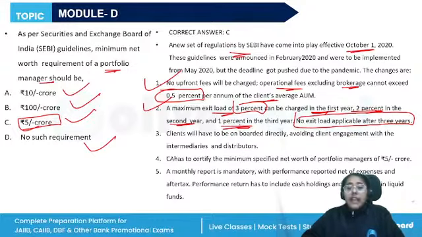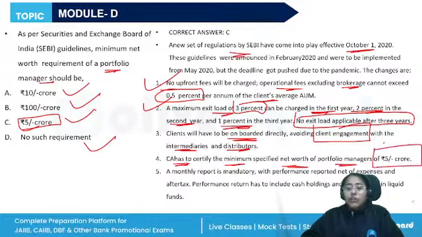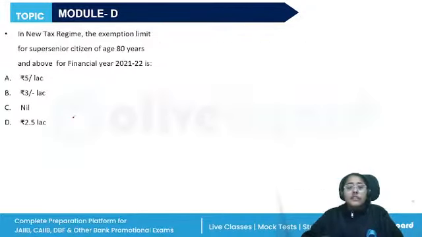Then the clients have to be onboarded directly. We should avoid client engagement with intermediaries and distributors. Then the CA has to certify that the minimum specified net worth of the portfolio manager is rupees 5 crore, and the monthly report is mandatory. All right. So the correct answer is option C.